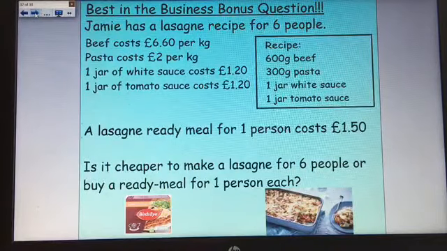Okay, it's now time for your best in the business bonus question. So press pause on the screen if you want to crack it on your own. If not, if you wait, and I'll go on to the answers.